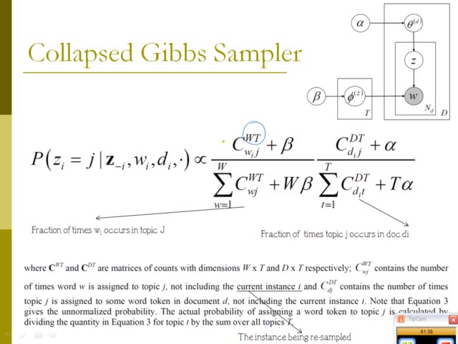The one tricky part is that you would think that the count C^WT of (w, j) would contain the number of times the word w occurs under topic j. Almost. It is almost true, except that in doing this counting, you don't count the word occurrence under the topic that's currently being resampled. So that's basically not including the current instance, the instance that's being resampled right now.